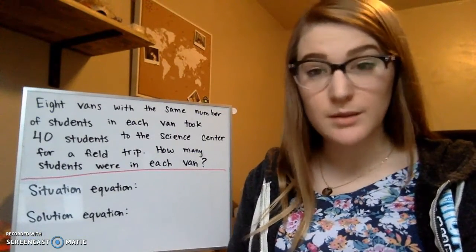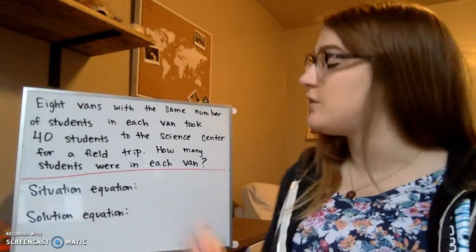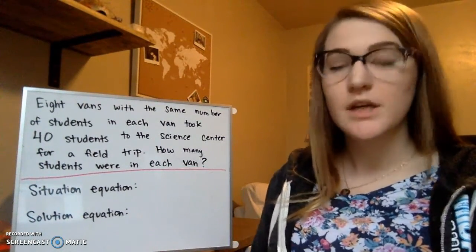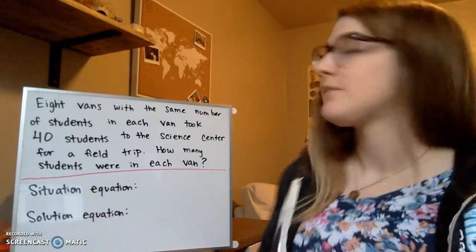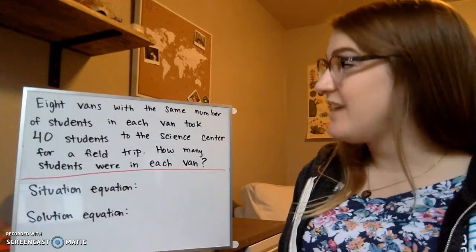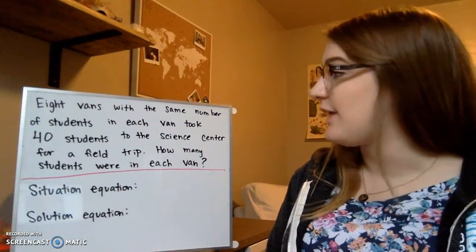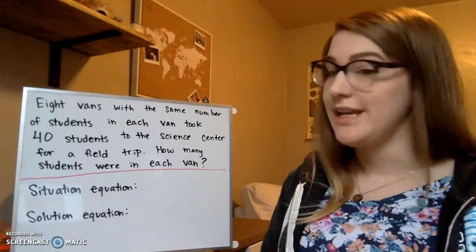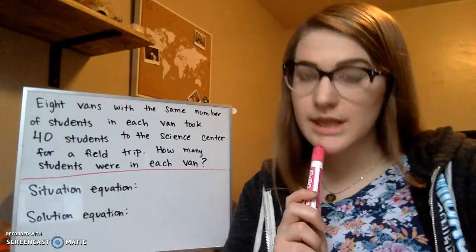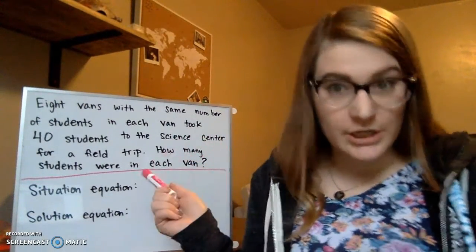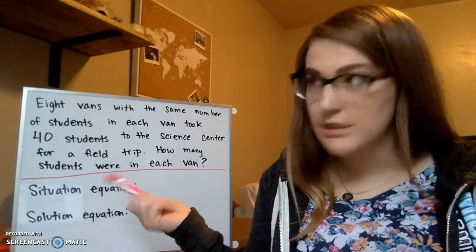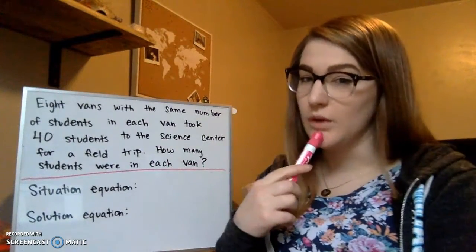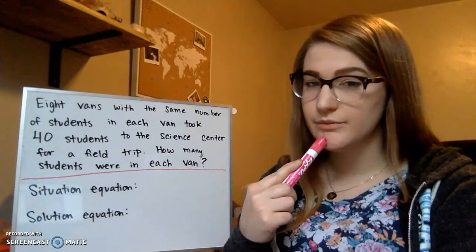All right, so some of the problems in your math book also ask you to write a situation equation and a solution equation. So let's do an example of one of those together. So first, the problem says 8 vans with the same number of students in each van took 40 students to the Science Center for a field trip. How many students were in each van? So first I want you to think about what kind of operation this question sounds like. Does it sound like addition, subtraction, multiplication, or division? So think about that for a second. Pause the video if you need to.